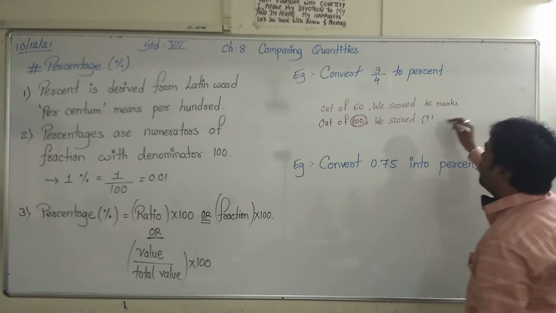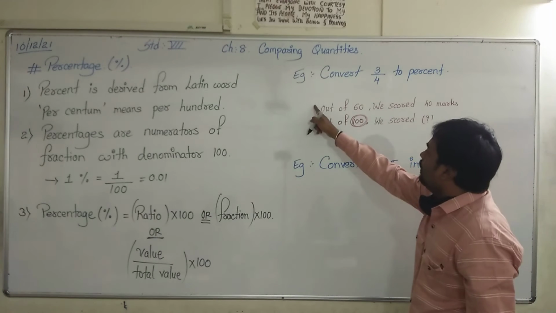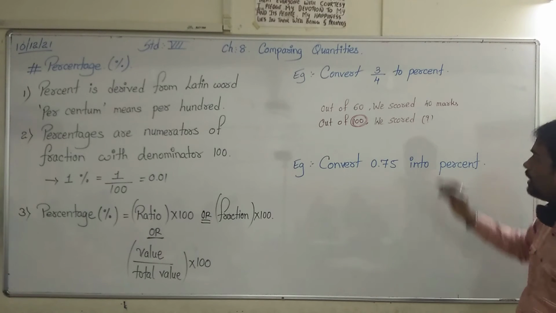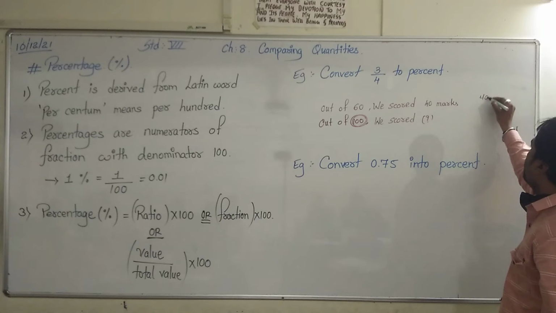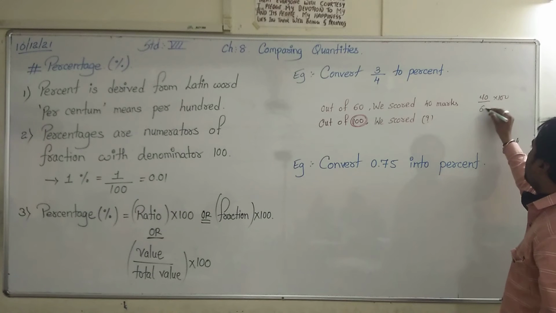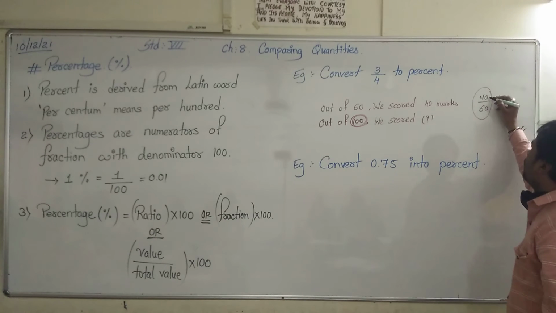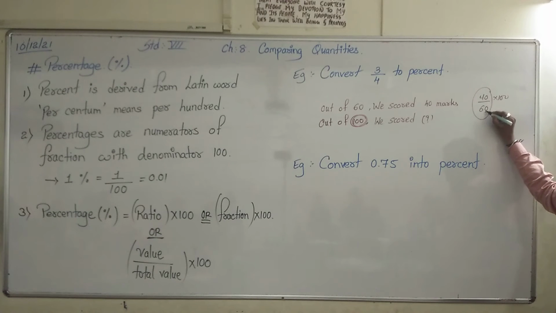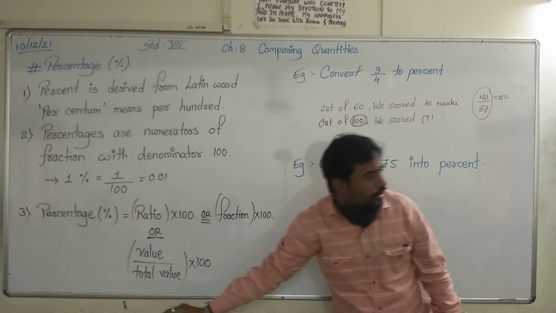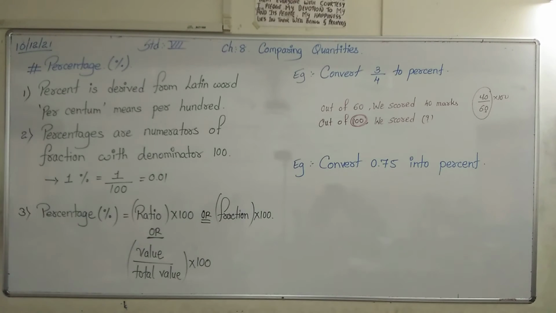So simply cross multiplication. Total weightage increases, so obviously marks will also increase. So 40 multiplied by 100 divided by 60. You can see that out of total marks 60, we got 40, and that fraction, that ratio, that value is divided.